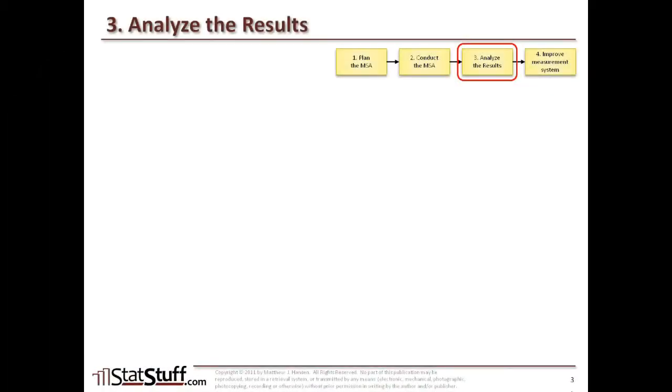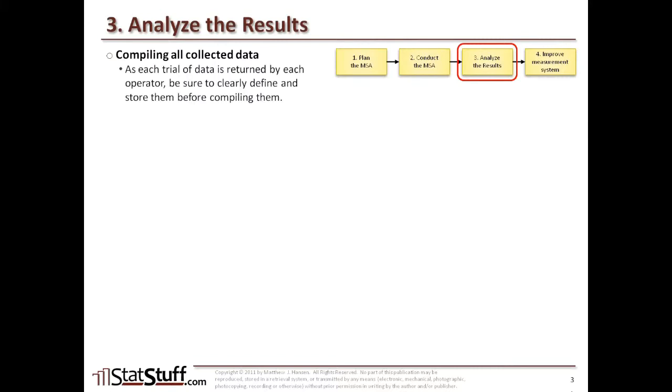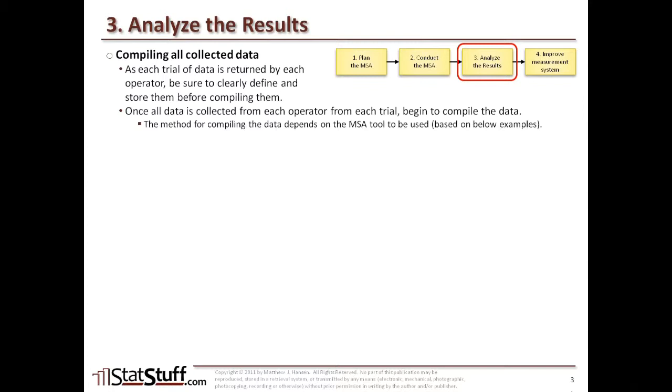Well, for the third step of analyzing the results of the MSA, we want to begin with compiling all the data that we've collected during the MSA. So as each trial of data is returned by each of the operators that are involved, we want to be sure that we're clearly defining and storing that data before we do any compiling at first. That way we know which operator had provided which set of data. And once all the data is collected from each of those different operators, from every one of the trials that you're running, then you want to begin to compile the data if possible. And the method for compiling the data really depends on the MSA tool that you're going to be using. And that MSA tool really depends, again, on the type of data that we've discussed before.